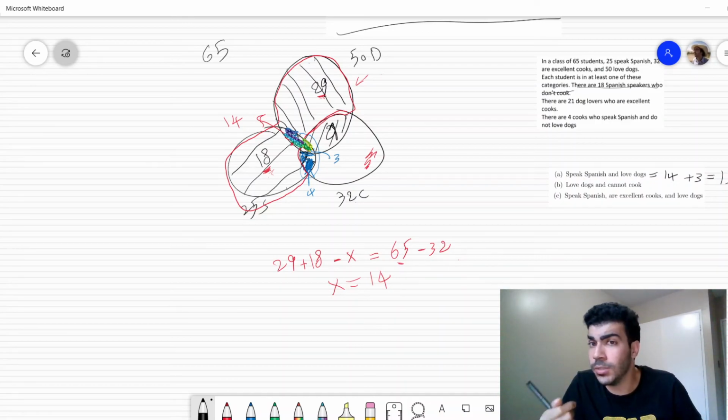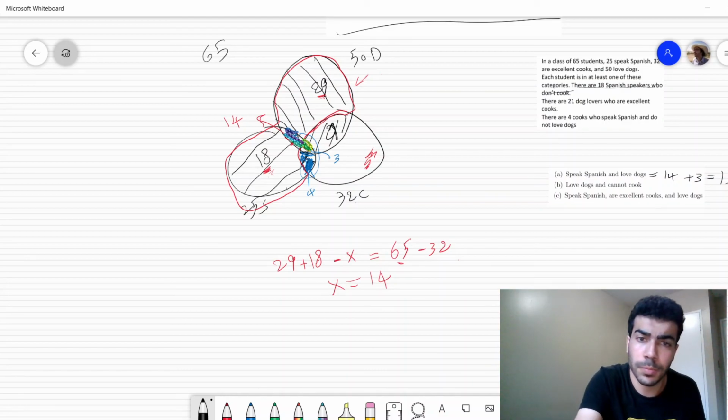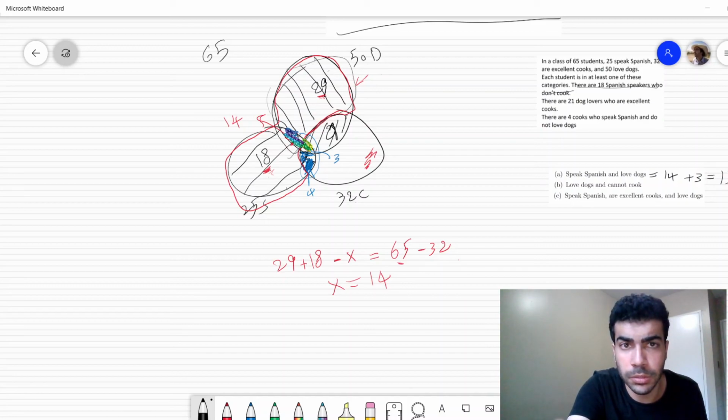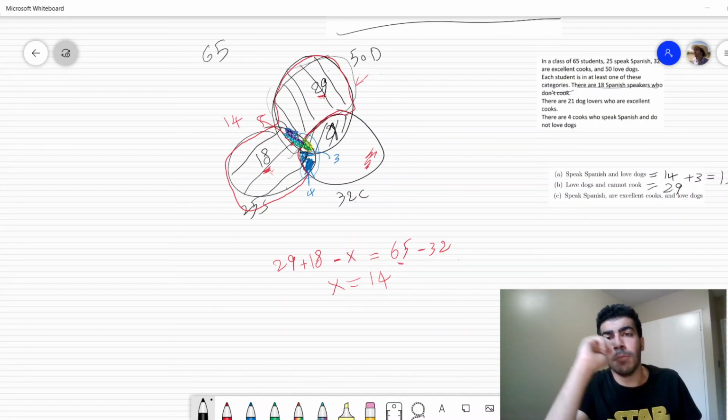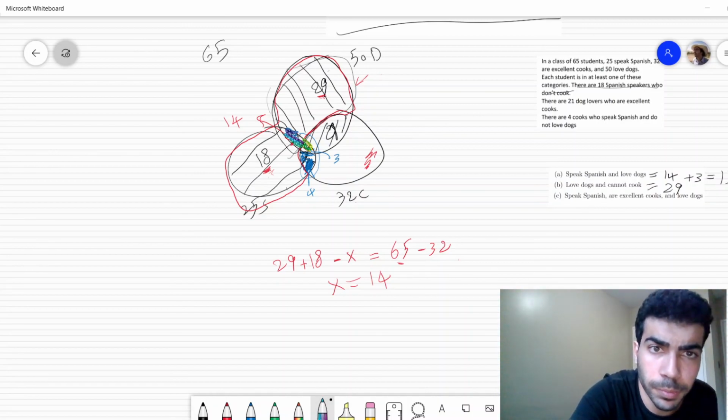Next thing you are asked about is the people who love dogs and cannot cook. So people who love dogs, which is here, and they cannot cook, so actually it's this part, and you can see that it's equal to 29. Last thing you are asked about is people who speak Spanish, are excellent cooks, and love dogs, which is this part here.